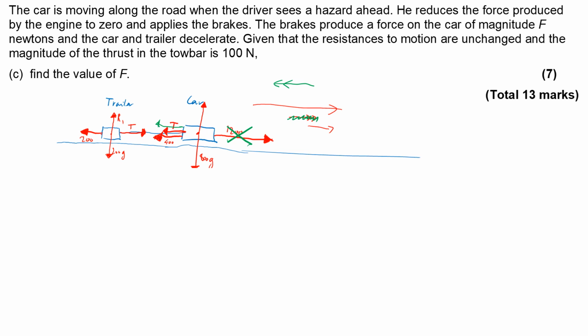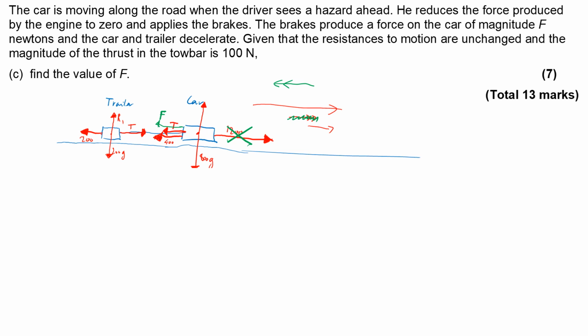The mass and the reaction are irrelevant, but they wouldn't be changed anyway. You're told that now the resistances are unchanged, so the 400 and 200 stay here, but of course the interaction in the tow bar is going to change. And that's the braking force, by the way, the force here. It's telling you now that the magnitude of the thrust in the tow bar is 100.